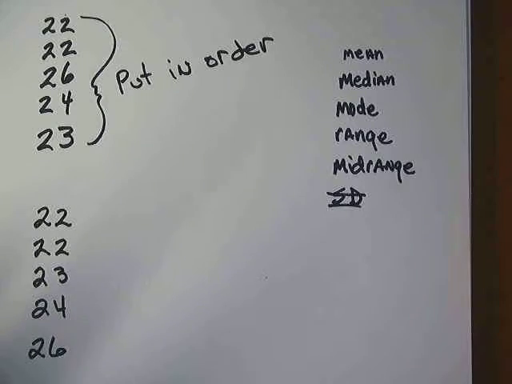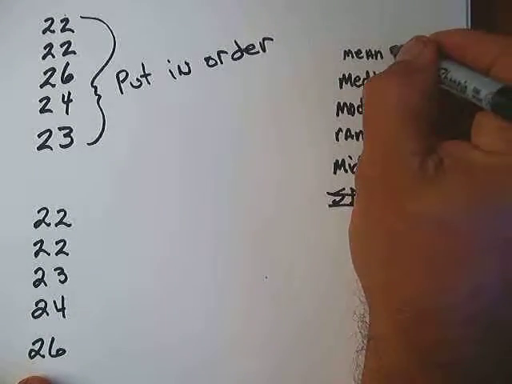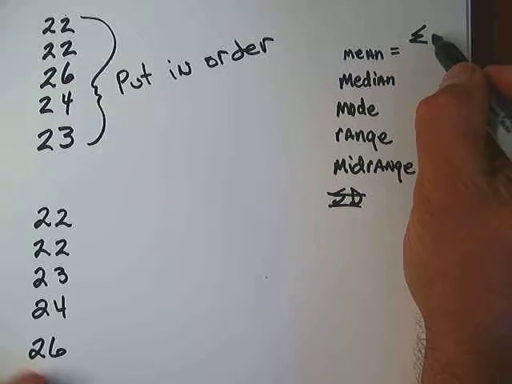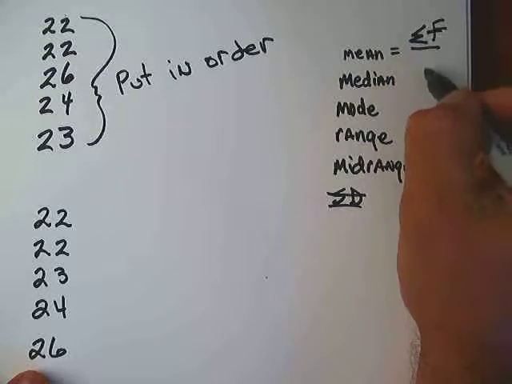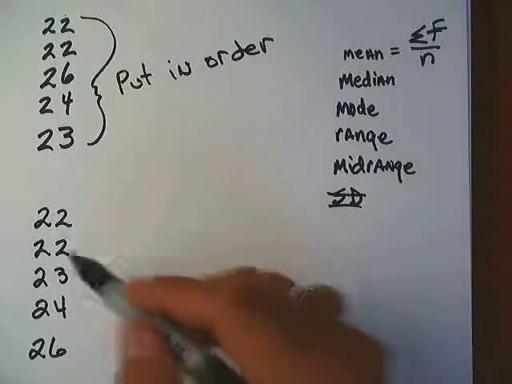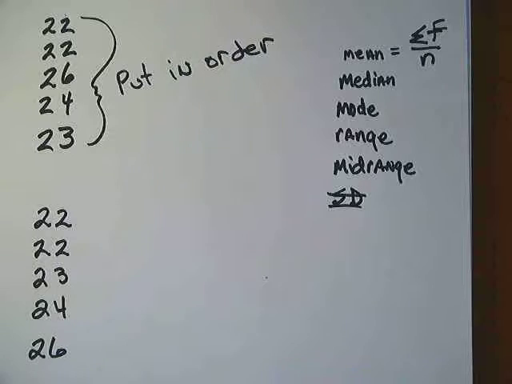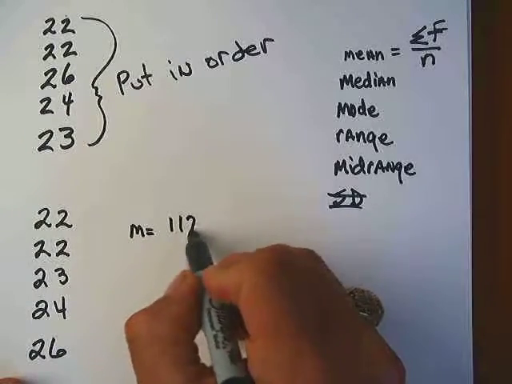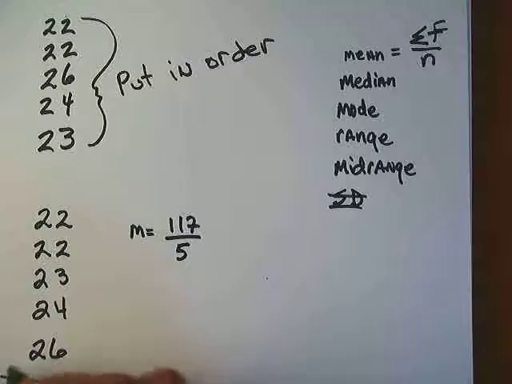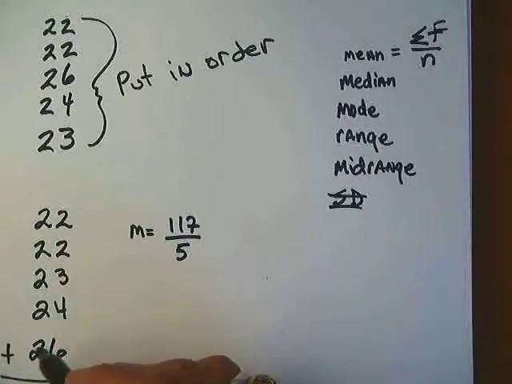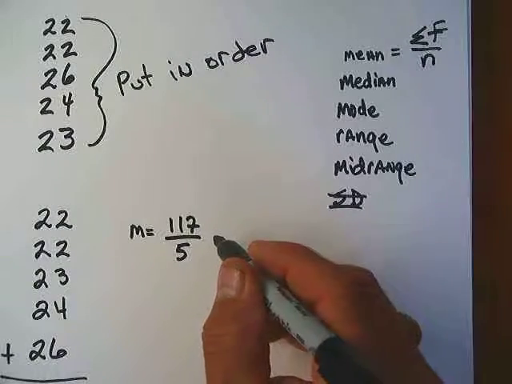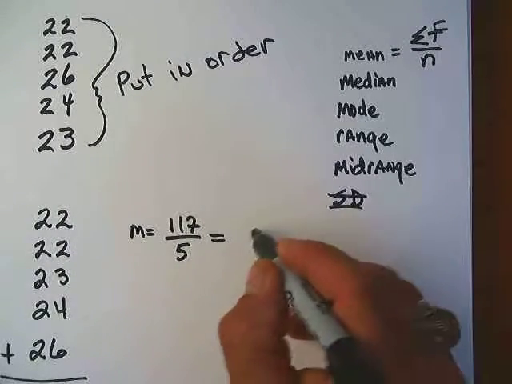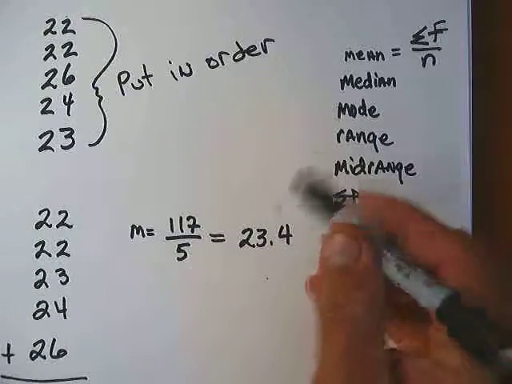Most of you can, because you've been doing it ever since you learned how to average your grades together. The mean is equal to the summation of your numbers over n, which is how many you've got. In this case, you add all of these up and divide by the number, 5. That'd be 117, so the mean is equal to 117 over 5, and that will give you around 23.4.